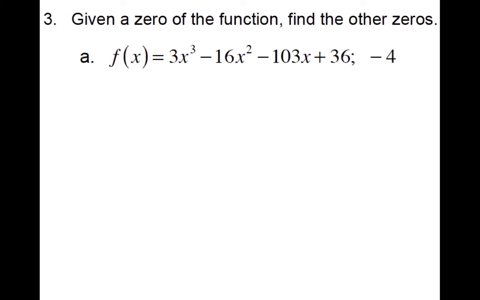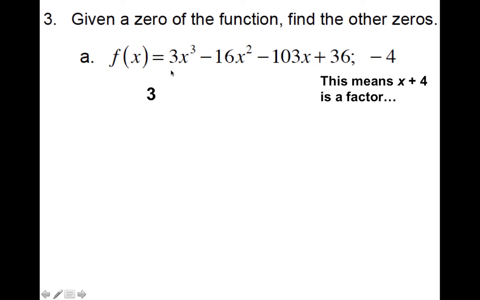Number 3 says that given a 0 of the function, find the other zeros. So this time we are not given a factor, we're given the x value. So we don't have to set this to 0 anymore. This is if we were given the factor x plus 4. That's what that -4 means as a 0. So if we're trying to find the other zeros, that means we have to solve for x this time. So we're going to synthetically divide by -4.